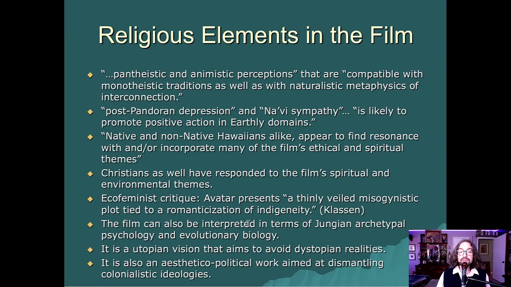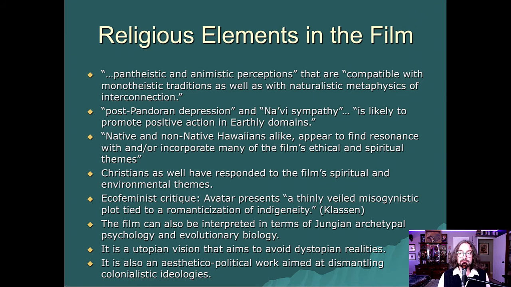The film is pretty interesting philosophically, and in terms of philosophy of religion, pantheistic and animistic perceptions are depicted very artistically as compatible with monotheistic religious traditions, as well as with a more indigenous or naturalistic metaphysics of interconnectedness. The film has thus been widely written on by religious studies scholars, and has also been embraced by several indigenous communities such as Native and non-Native Hawaiians, who find some resonance with and incorporate many of the film's ethical and spiritual themes.